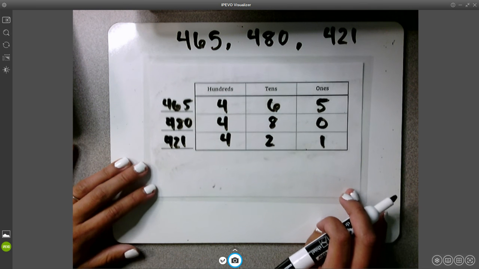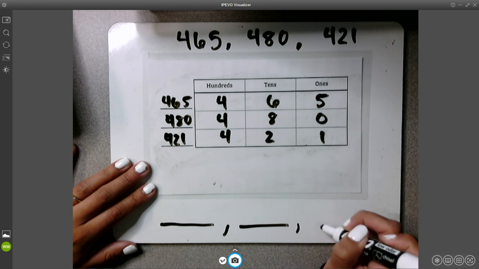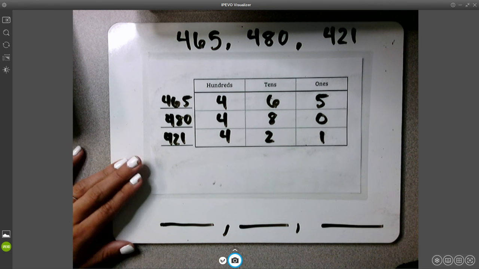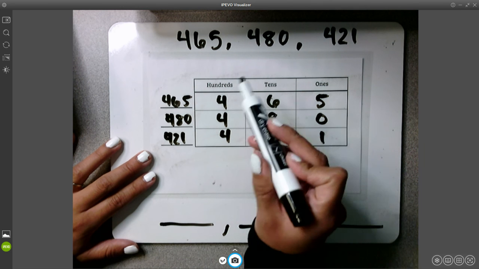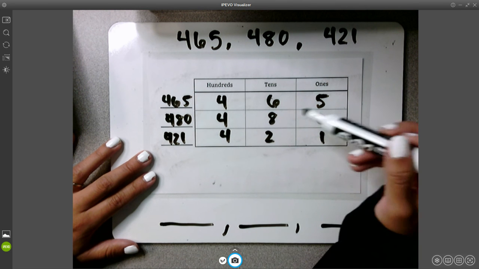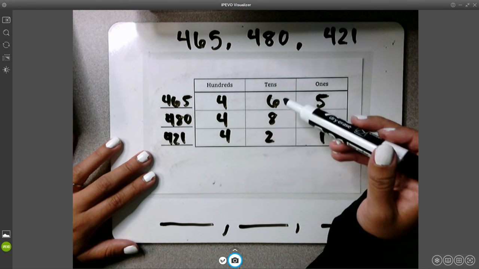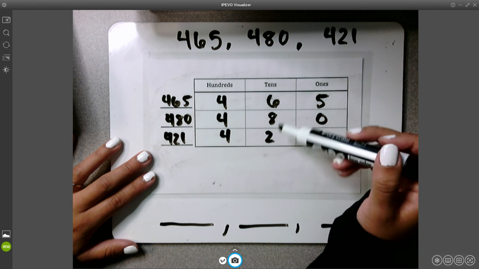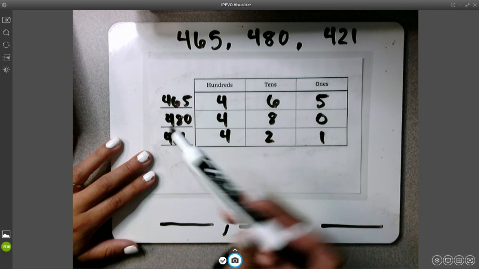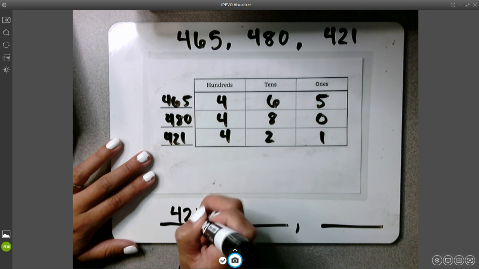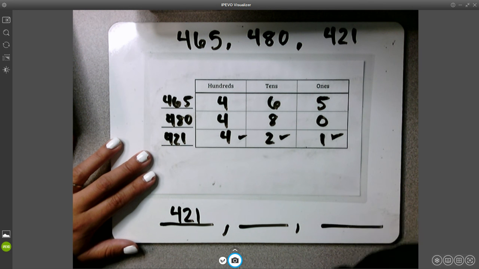All right, and I'm putting my numbers in order from least to greatest, so from smallest to biggest. So I'm going to look for the smaller numbers first. I'm going to start with my hundreds, and they're all fours actually, so I can't compare any of these. So I'm going to go to my tens now. I have a 6, an 8, and a 2, and I'm going to think which one is the smallest. 2 is the smallest, so my whole number 421 is my first number. It's my smallest number. Check those so I know that I did them.